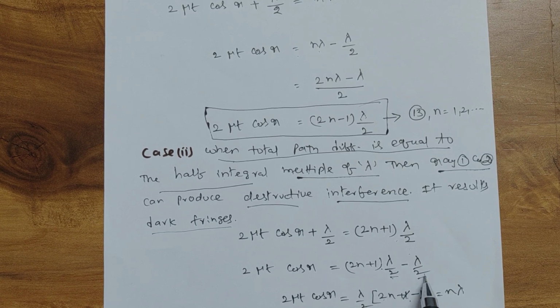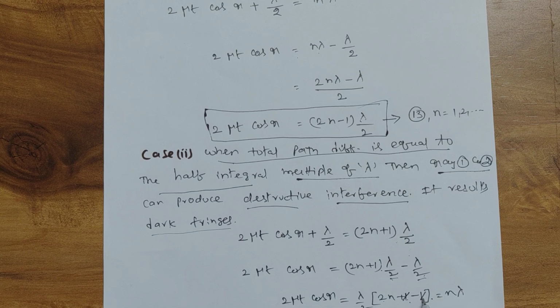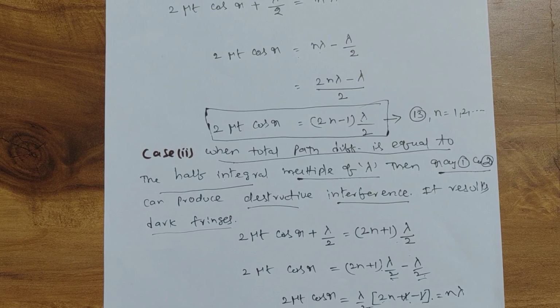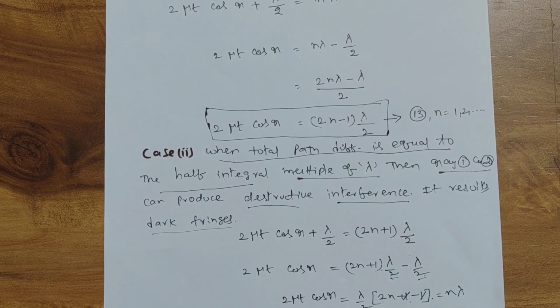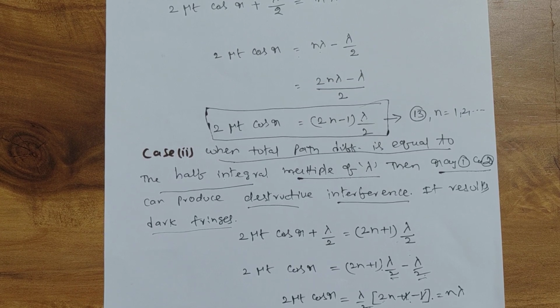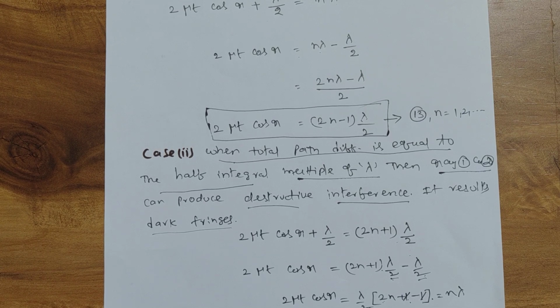In the first term and second term, lambda by 2 is a common factor. So the remaining part is 2n plus 1 minus 1. Here plus 1 and minus 1 cancel with each other and the balance is 2n. The 2 cancels and the balance is n lambda. Finally, 2 mu t cos r is equal to n lambda, equation number 14, where n is equal to 0, 1, 2, 3 and so on. This is the condition for the dark fringe.